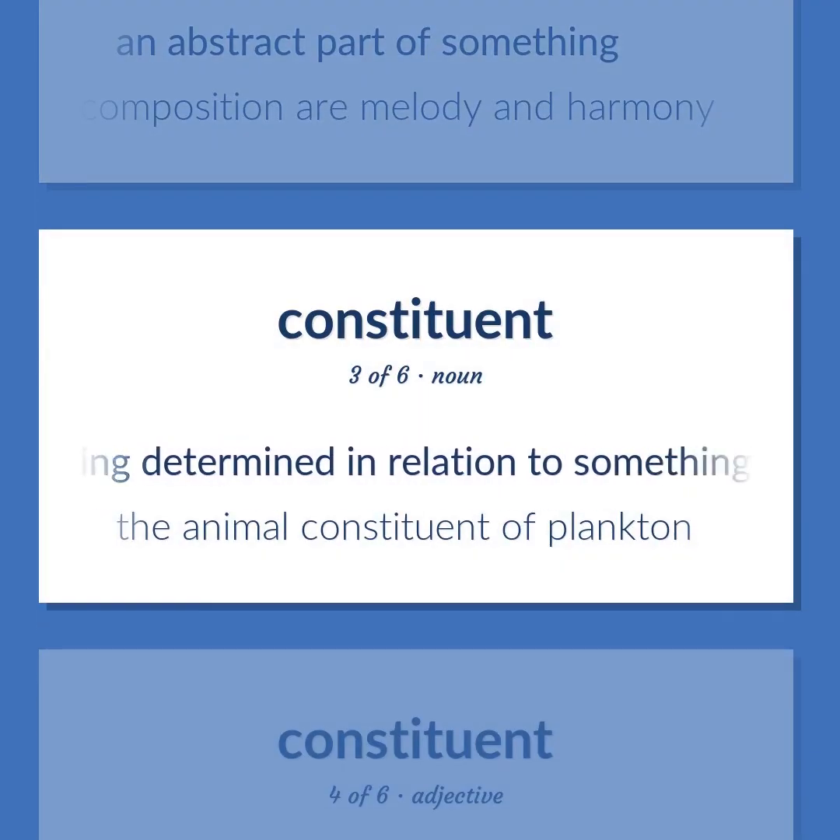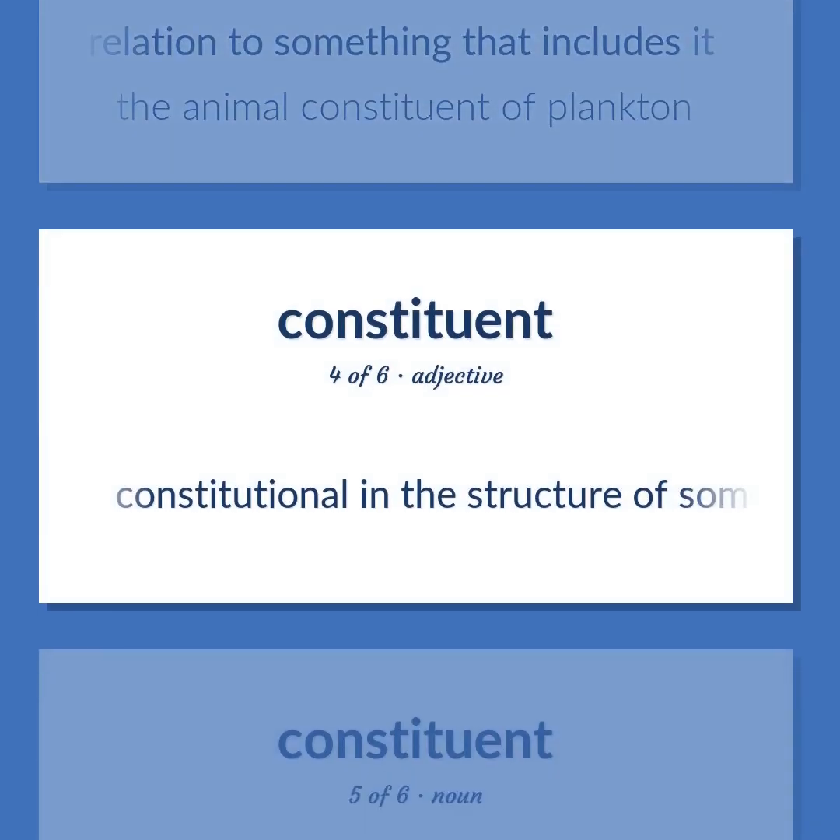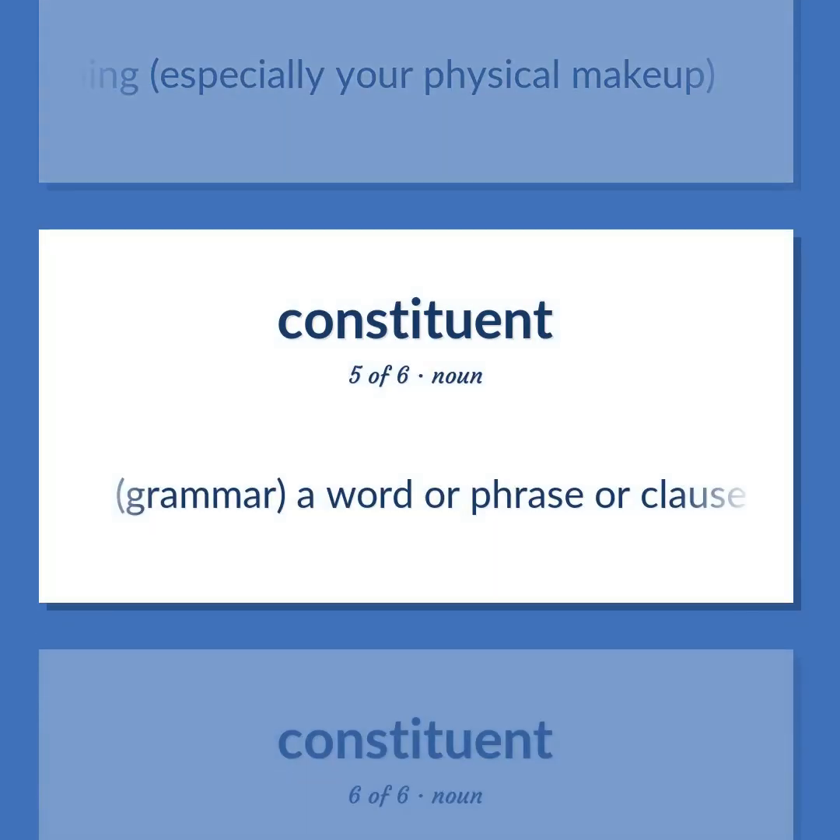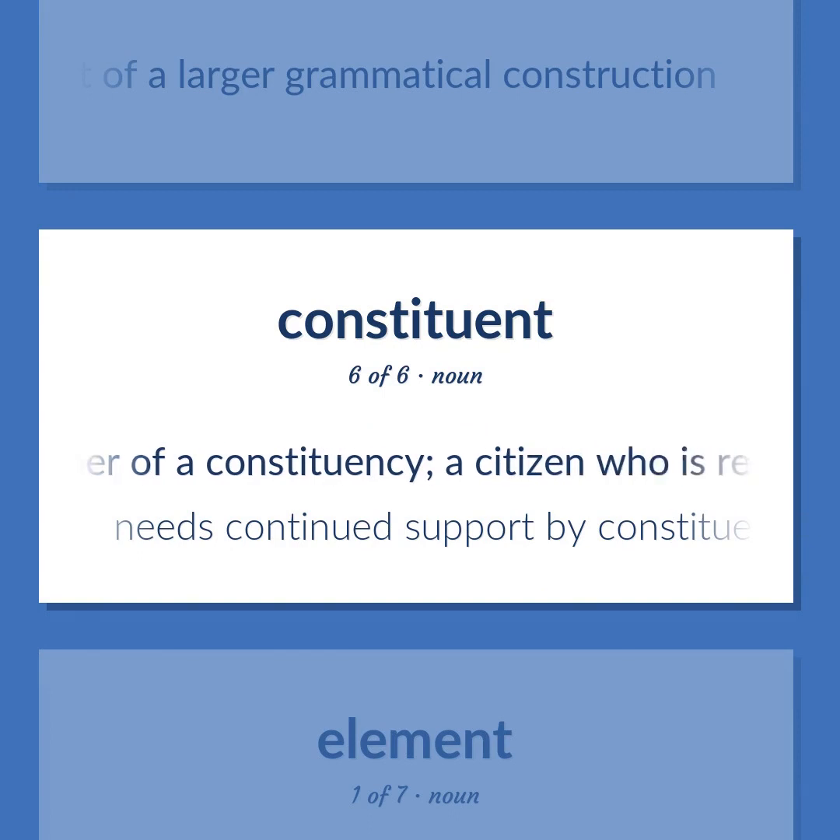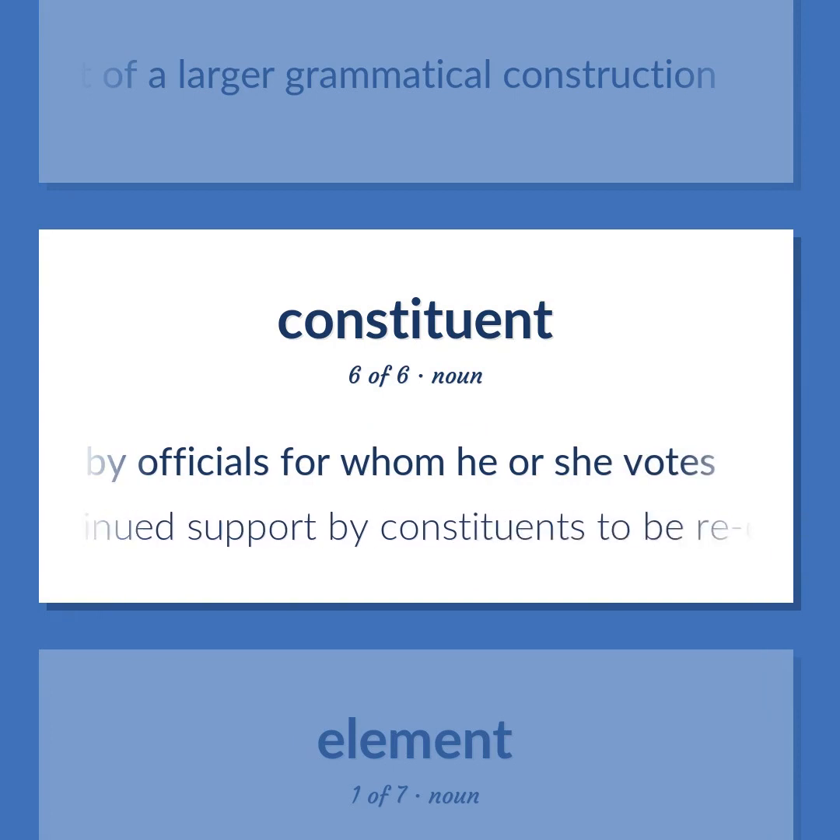Something determined in relation to something that includes it. The animal constituent of plankton. Constitutional in the structure of something, especially your physical makeup. Grammar. A word or phrase or clause forming part of a larger grammatical construction. A member of a constituency. A citizen who is represented in a government by officials for whom he or she votes. Needs continued support by constituents to be re-elected.